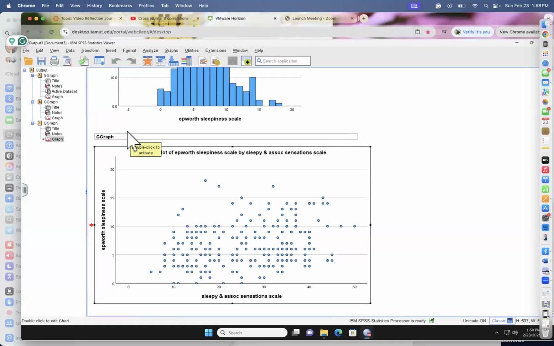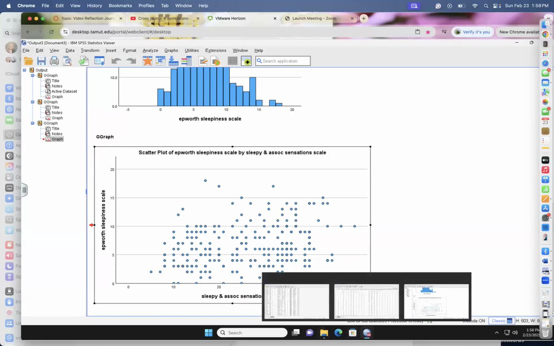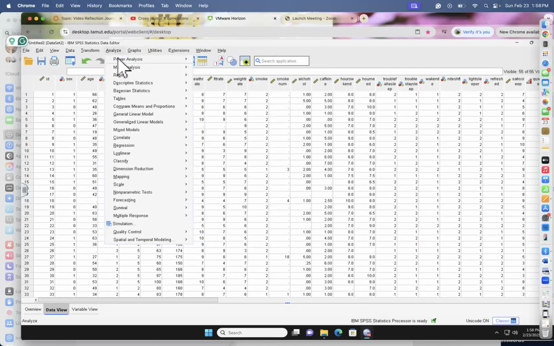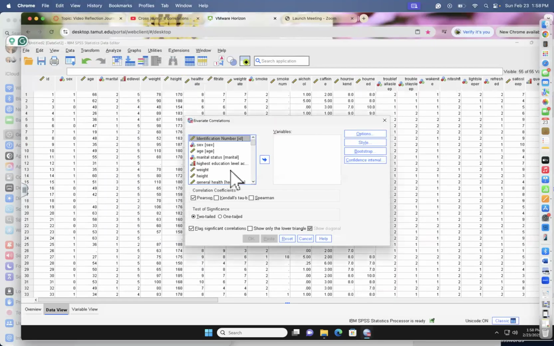So now I need to check my correlation. So I'm going to go back to my data and I'm going to go to analyze and then correlate. And I'm going to choose my first one, bivariate. And I am going to reset it. Nothing's on there, but just in case. And I'm going to move over my SAS. So let's find my SAS.